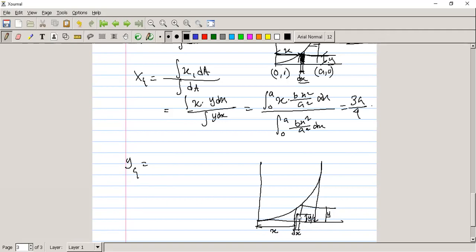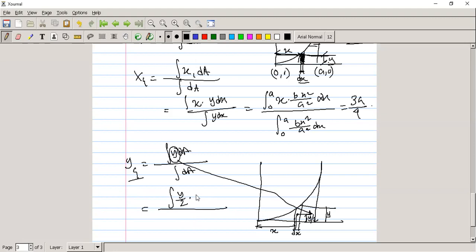Clear? So in such a manner you have to take it. Along y, you have to find the integration of y dA divided by the integration of dA, that is your y_g. So instead of y, you have to put the y by 2 value.